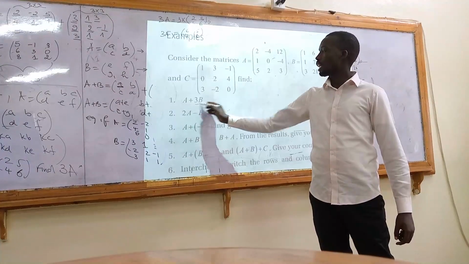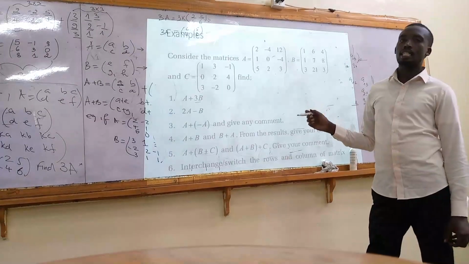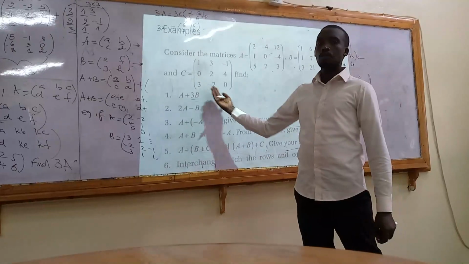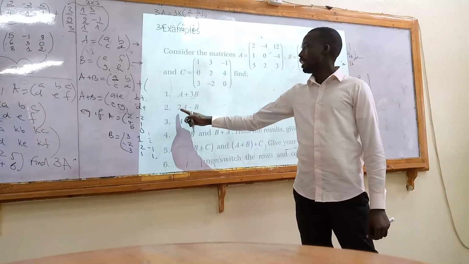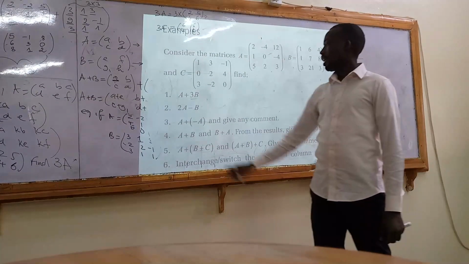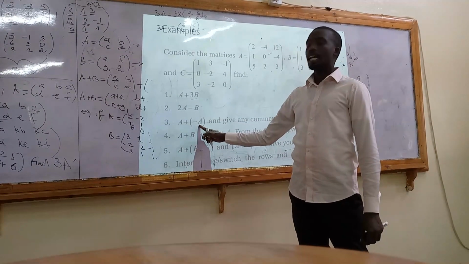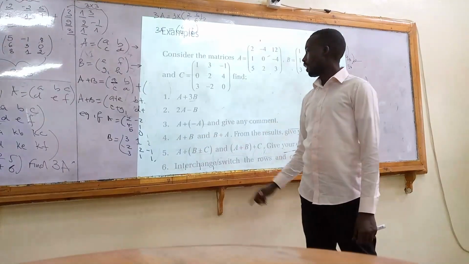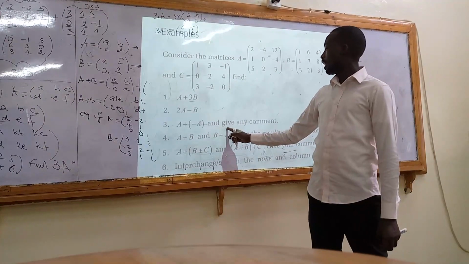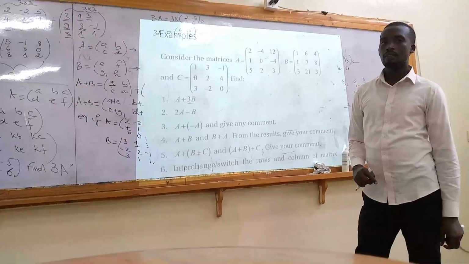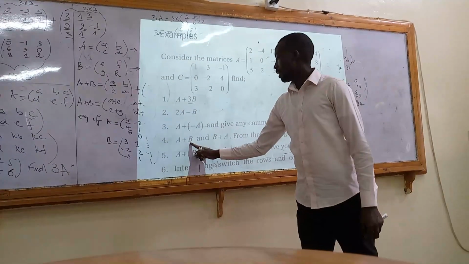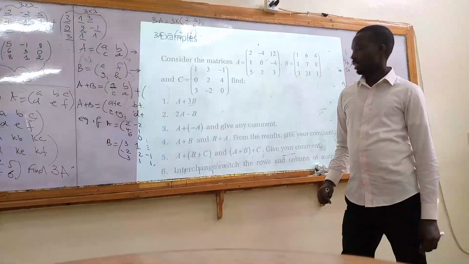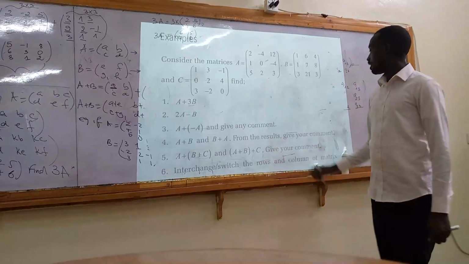First of all you get 3 times B, that is a scalar multiplication. We have talked about it. Then you remember how to add the matrices. Find 2A minus B, then A plus negative A. If you take A plus negative A, what are you getting? And they're saying, give any comment. A plus B and B plus A, what are you observing? So from the results, give your comment.